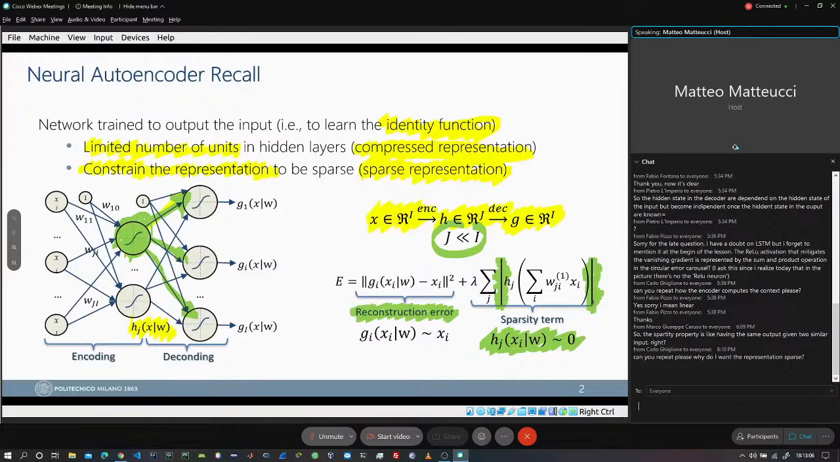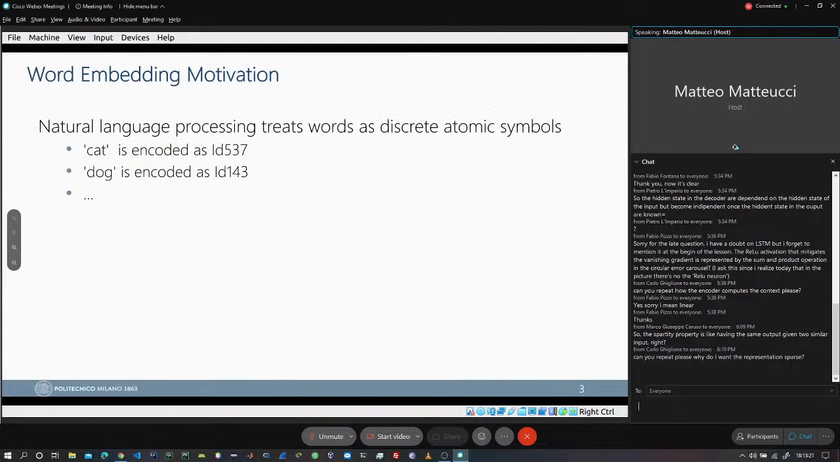What is an autoencoder, how you train it, and what it is used for. But now that we have recalled this part, let's go to the problem of word embedding. And to better understand, let's see how words are represented in machine learning. Usually words are represented as discrete atomic symbols. What does it mean? It means that the word cat is encoded as a unique symbol.